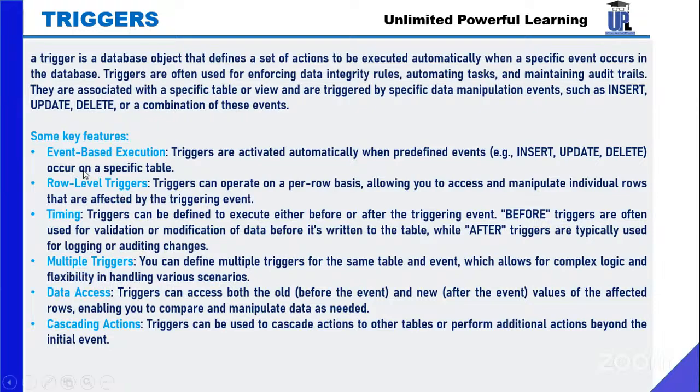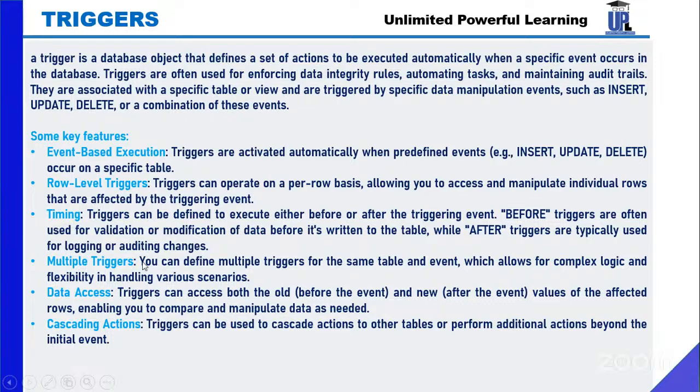What are the key features? Event-based triggers are activated only when predefined events exist, like the predefined insert, update, and delete commands occurring on a specific table. So this is called an event-based trigger. Similarly, if I want to operate on a per-row basis, where for each record I want to do something, that is called a row-level trigger. At a particular time I want to notify, for validation or something like that, so that is called a timing-based trigger, which we can also do.